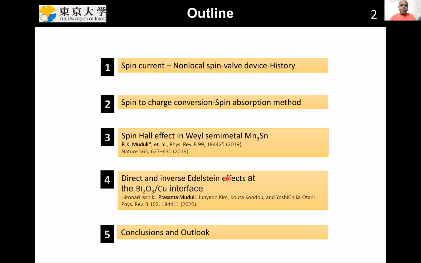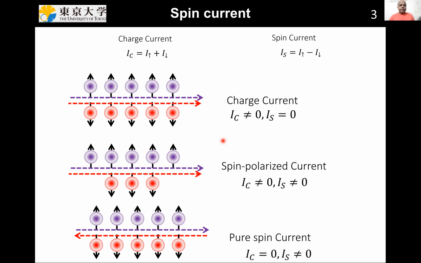So let me start from the beginning. You know that the electron has a charge and also an intrinsic angular momentum, which we call spin. Accordingly, we can have two kinds of current. One is the charge current, which is the sum of the current due to upspin and the current due to downspin. We can also define a spin current, which is the difference between upspin minus downspin.